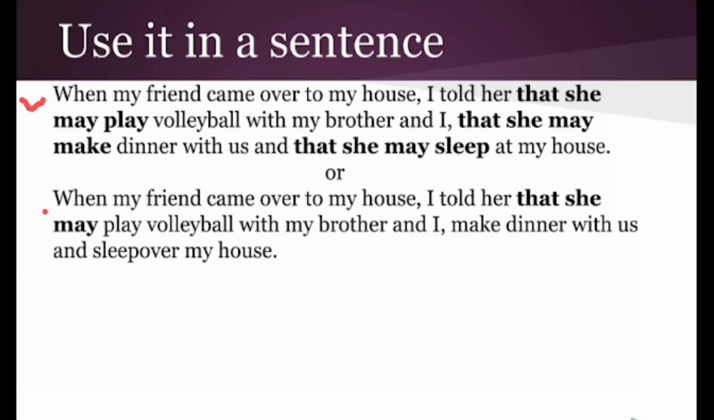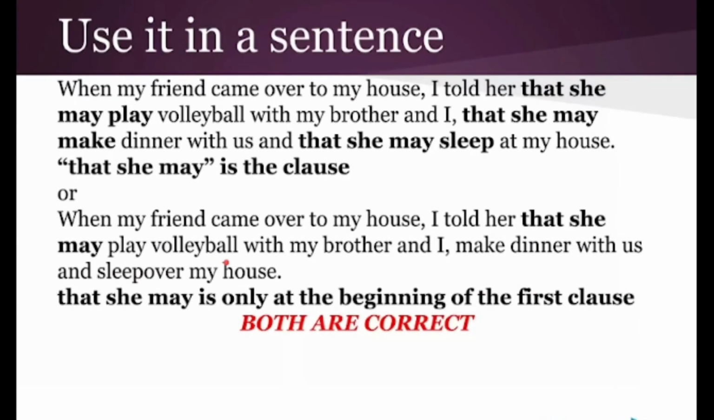And another way would be like this: When my friend came over to my house, I told her that she may play volleyball with my brother, and make dinner with us and sleep over at my house. Okay. So meaning that both these sentences are correct. Okay.